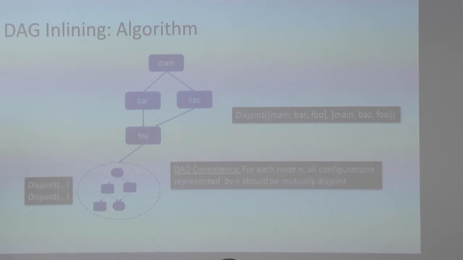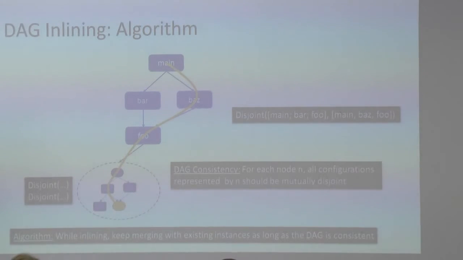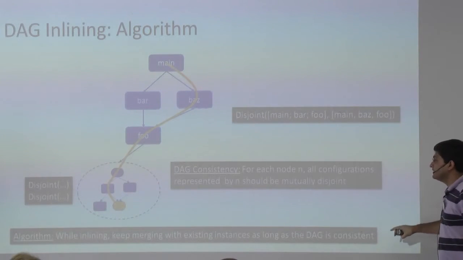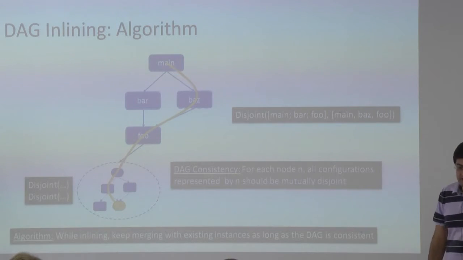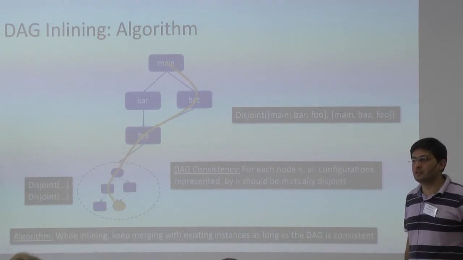And so let me build up to the theorem. We call such a DAG consistent if for every node N, all configurations represented by that node are mutually disjoint. Okay, so if I pick a node here, this guy actually represents four configurations. This is one, this is another, this is another, this is another, right? If all those four are disjoint, then I call this DAG consistent. And the theorem is that as long as the DAG is consistent, I can produce a VC that is equivalent to the original tree inlining version.